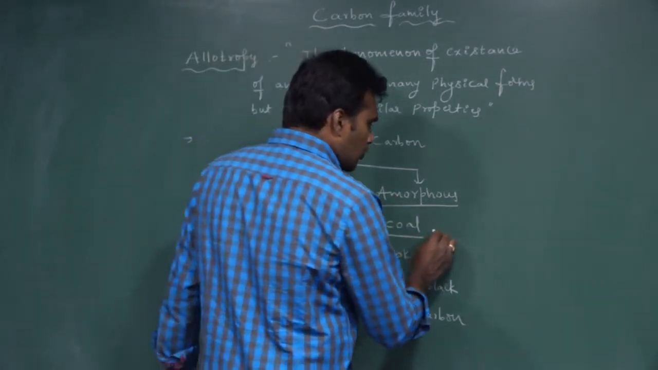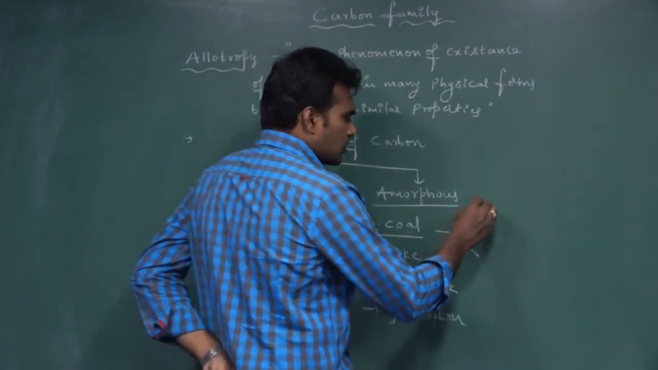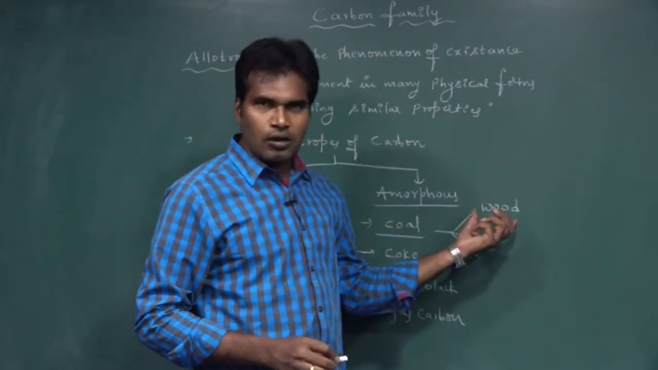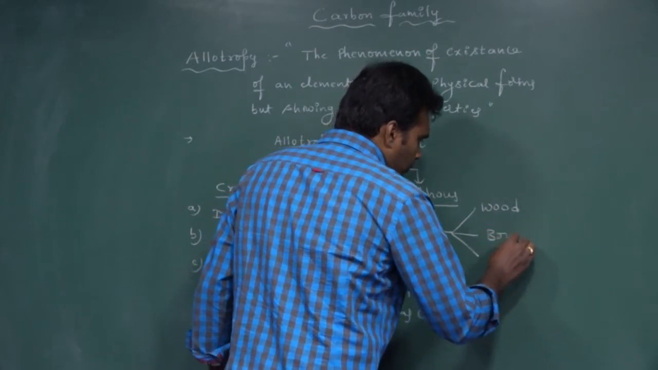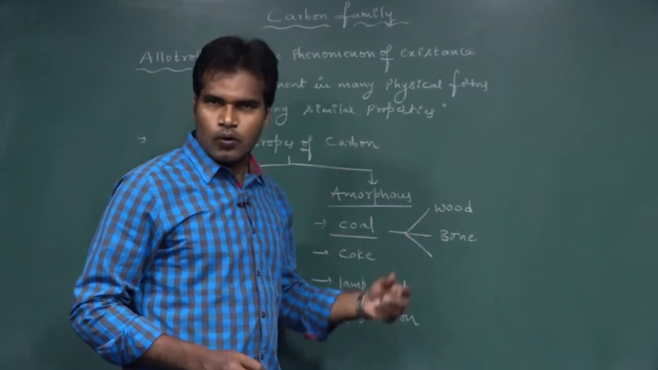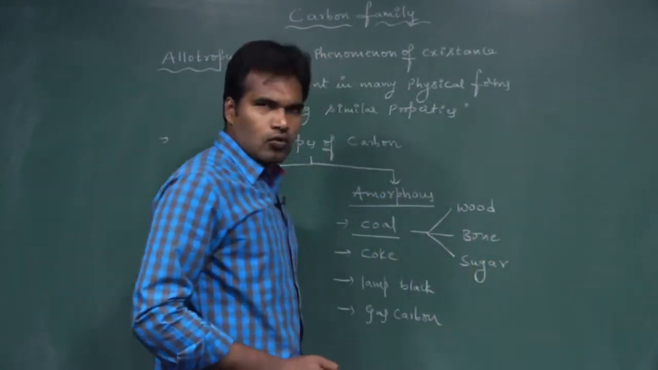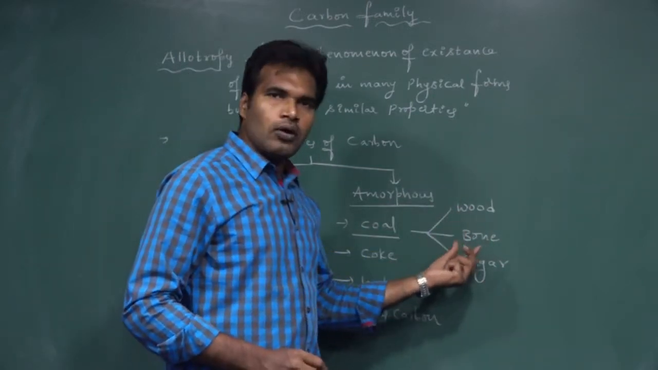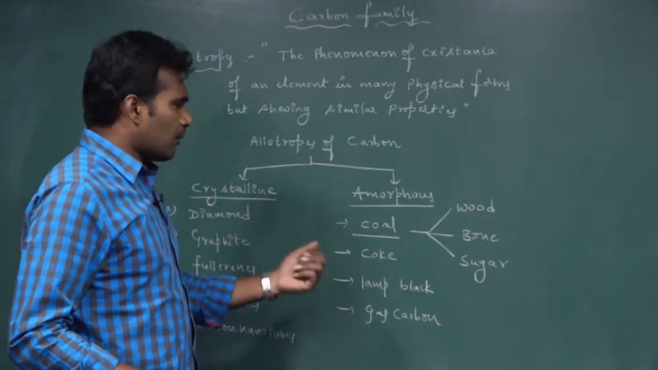This charcoal, based upon its sources, has three types. That is wood charcoal, the charcoal which comes from wood. Next one, bone charcoal. If you burn bones, the charcoal we get is called bone charcoal. Next one, sugar charcoal. So these are the three types of charcoals: wood, bone and sugar charcoal. Next, coke, lamp black, gas carbon are the other amorphous allotropic forms.